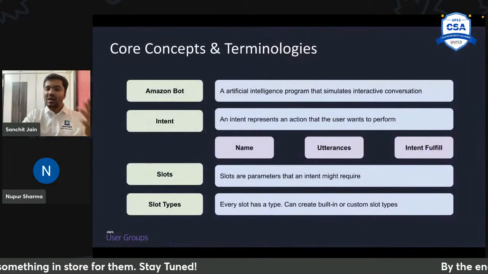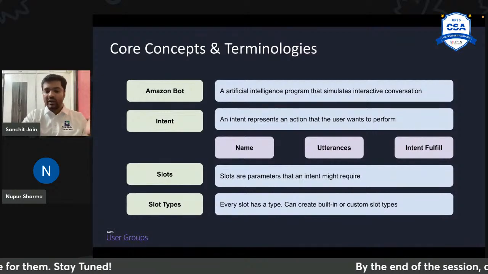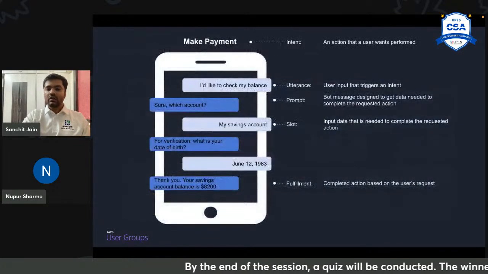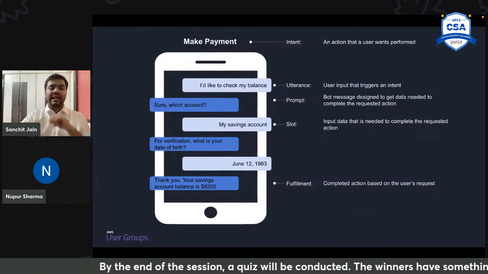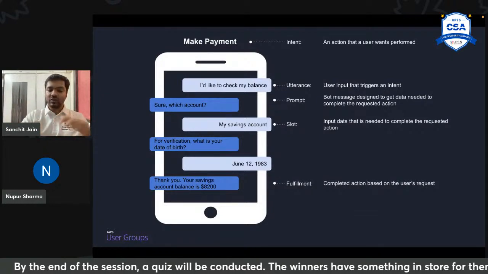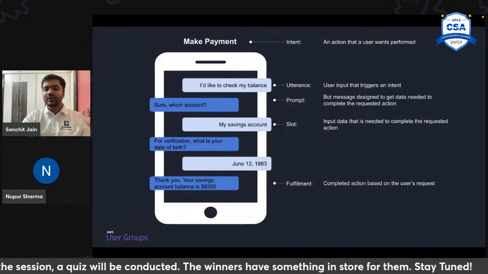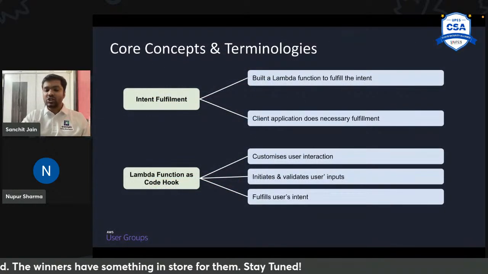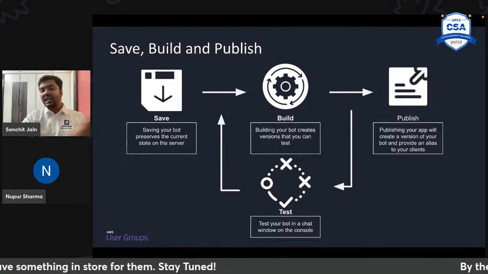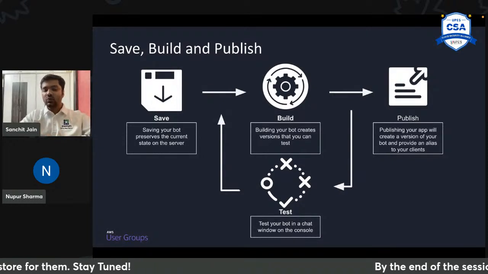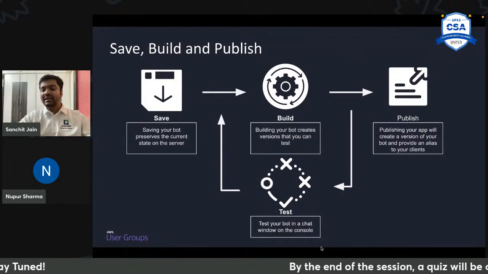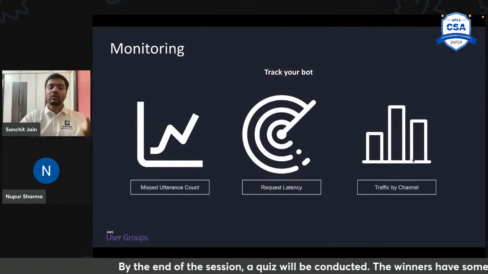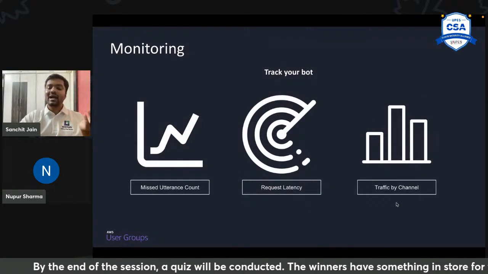Key concepts: Amazon bot. I'm pretty sure you're now confident about what a bot is, what an intent is, slots, and slot types. This is an example we just saw working live in my AWS account, which you can replicate by following the steps in the GitHub README file. Then intent fulfillment and Lambda function as a hook. And this is the life cycle we demonstrated: you create and save the bot, build, test, publish. And last, you can monitor your chatbot: the missed utterances, the request latency, and traffic by channel.